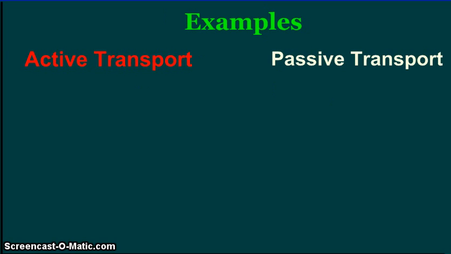So you will need to be familiar with the examples of each, the examples of active transport and the examples of passive transport. Passive transport happens in two ways. Simple diffusion, in which molecules move from an area of high concentration to a low concentration, which, if you recall from diffusion and osmosis, does not require energy. Diffusion can happen across the cell membrane, through the lipid bilayer, without anything else involved.